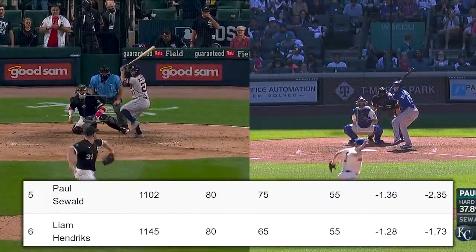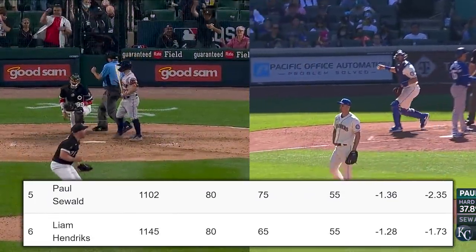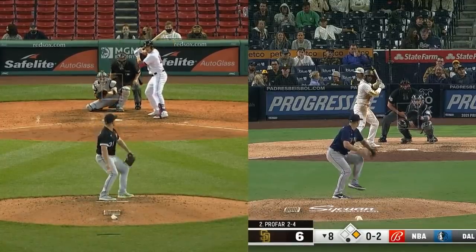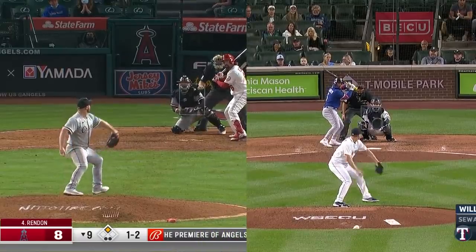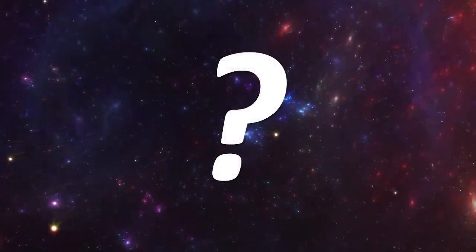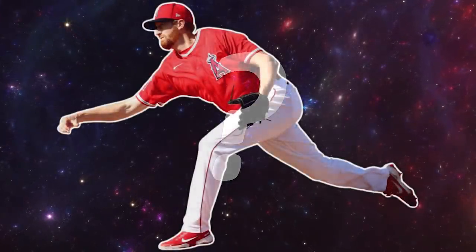Paul Sewald and Liam Hendriks round out 5th and 6th place respectively on this list, both sporting elite stuff grades and decent command grades. But another American League reliever managed to outplace these two titans. So who came in 4th, if you had to guess? Regardless of who you decide to guess on, I bet that you're wrong. The 4th best expected run value in baseball last season belonged to a reliever named Ben Rowen.